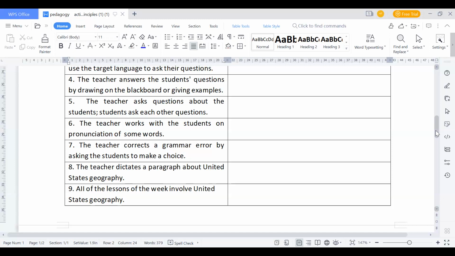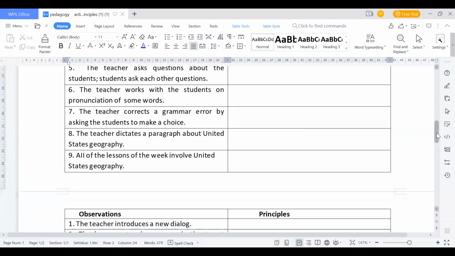Okay, number 8. The teacher dictates a paragraph about United States geography. That means the dictation technique. Definitely, yes, one of the main techniques in the classroom, direct method. Very good. So number 9. All of the lessons of the week involve United States geography, that is authentic materials, ma'am? Very good. Rather, materials related to travel and trade. Okay.